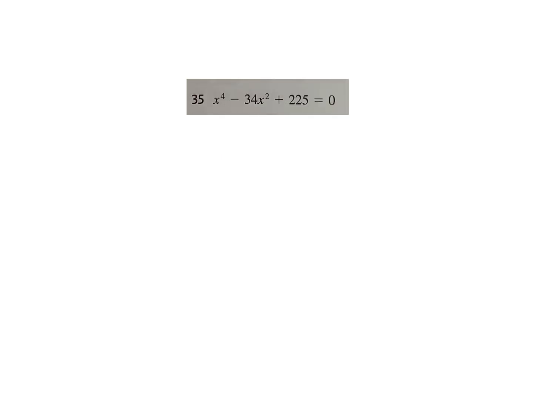35. Okay, just because you have a higher exponent of 4, that doesn't mean it's done differently. It's the exact same thing as long as the middle exponent is half of the leading exponent. You treat it identically to a trinomial, how you would normally factor it. So how would we factor it if it was just x squared minus 34x plus 225? Okay, we would do this.